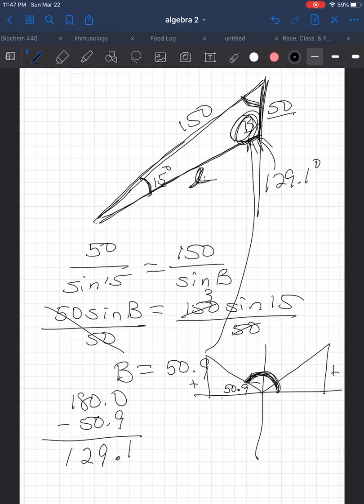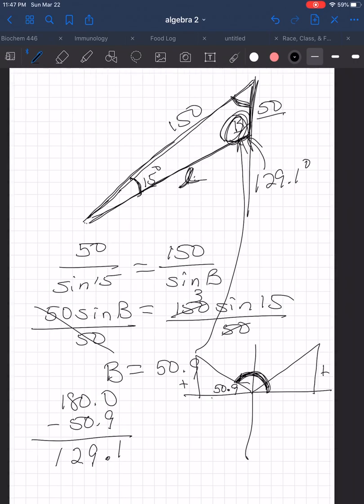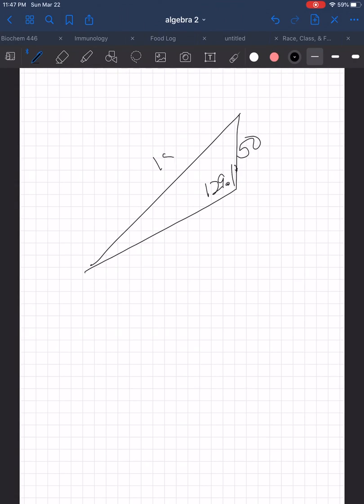We still don't have what they asked us to find. Well, let me scroll to the next page. So what we do have is this is 50. This is 129.1. Let's see, this is 150. And we need this. We know that this is 15. We still have to know this angle right here in order to find this. So can we find this angle right here?